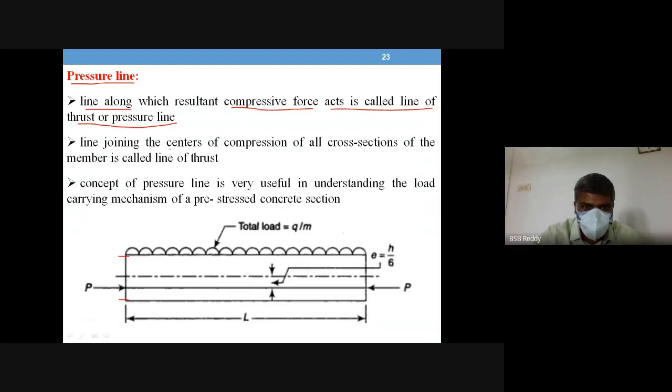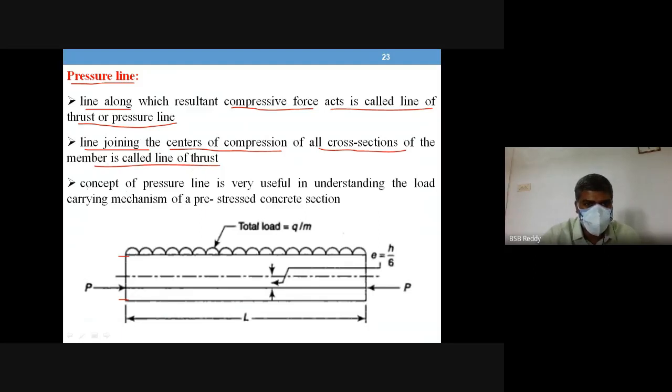The line joining centers of compression of all cross sections of the member is called line of thrust or pressure line. This is the other way of telling what a pressure line is, right? So a line along which the resultant compressive force acts is called pressure line, or the line joining the center of compression, like the CG of those compression areas, of all cross sections of the member is called line of thrust.